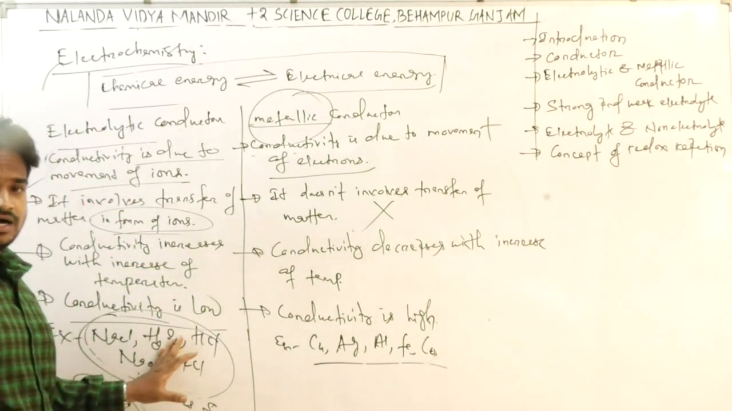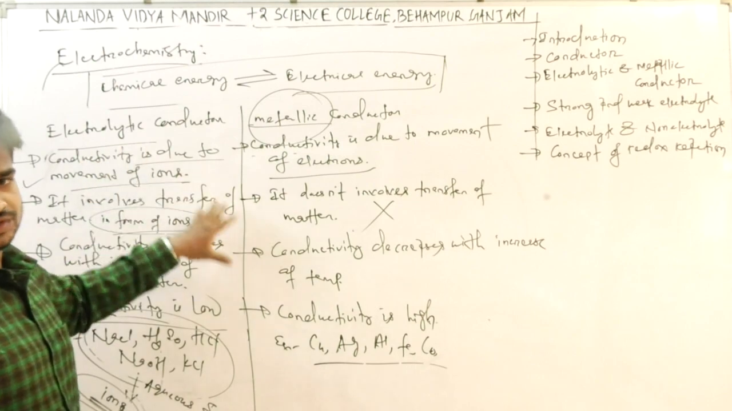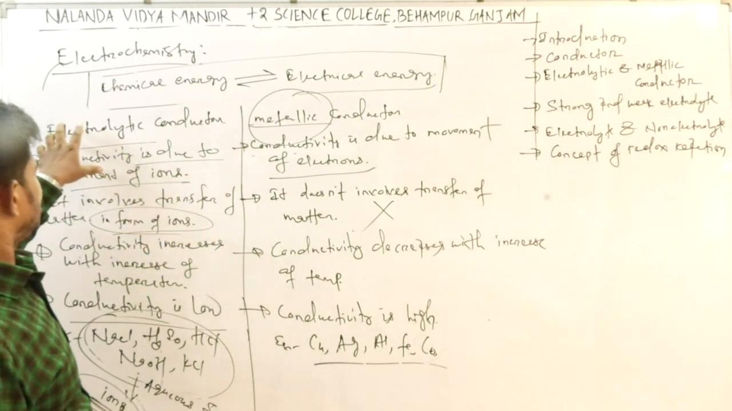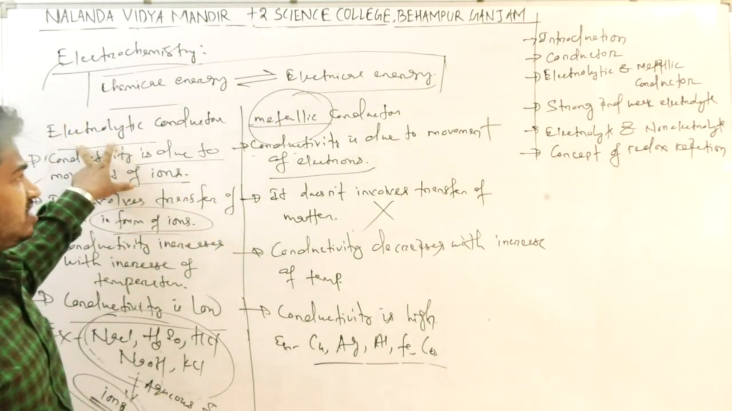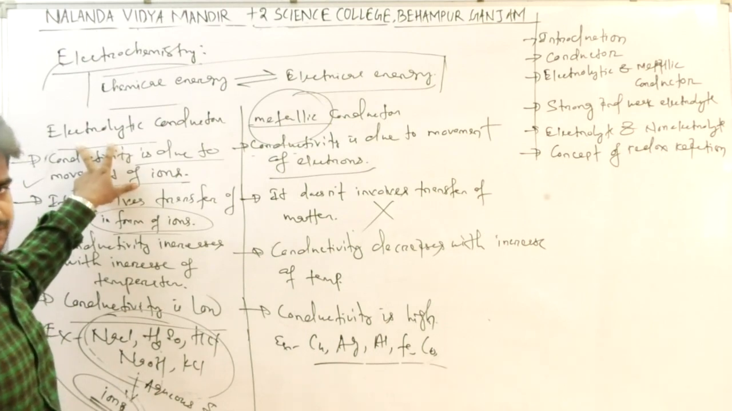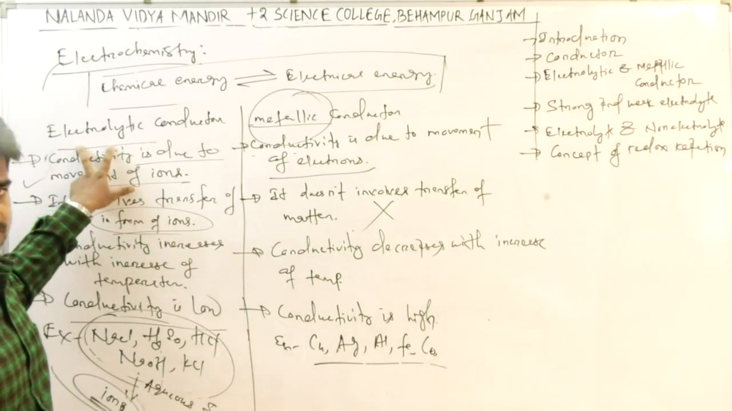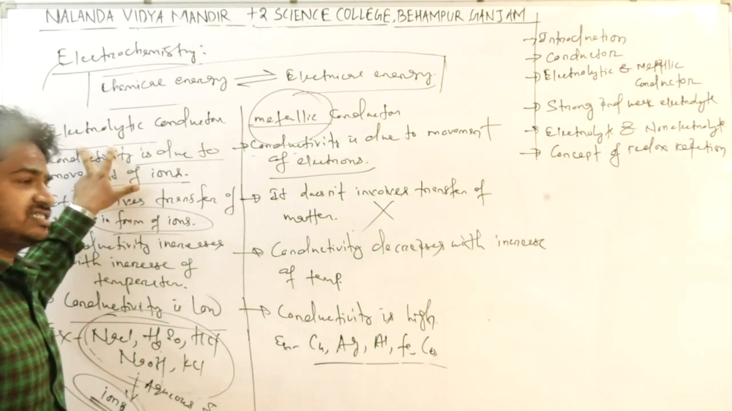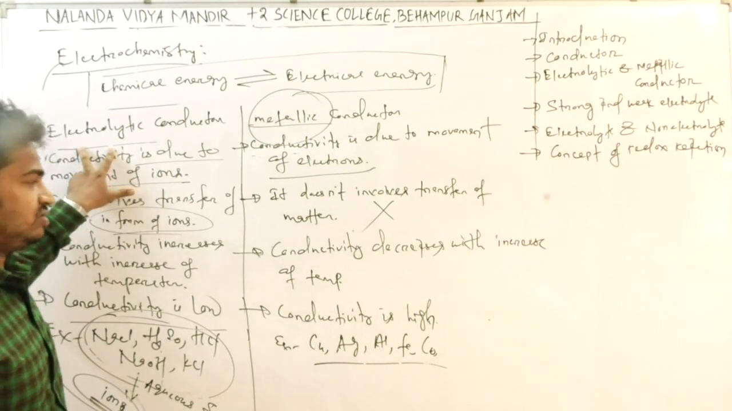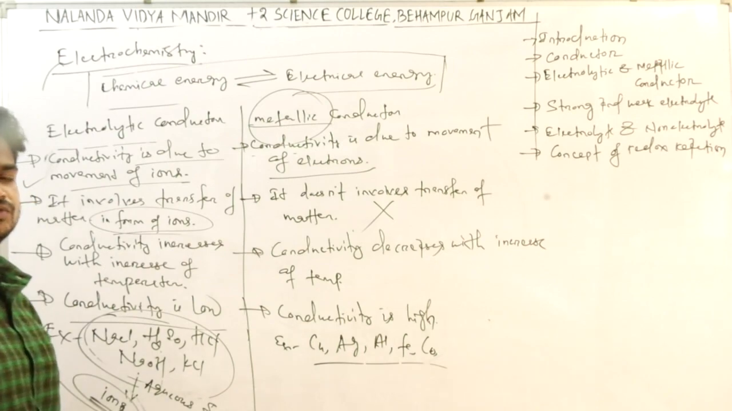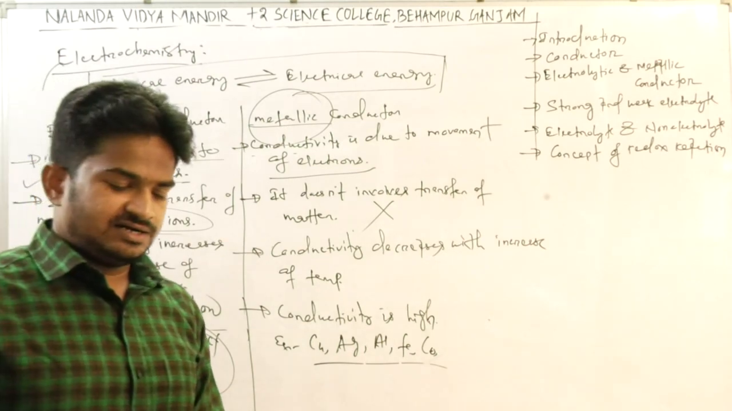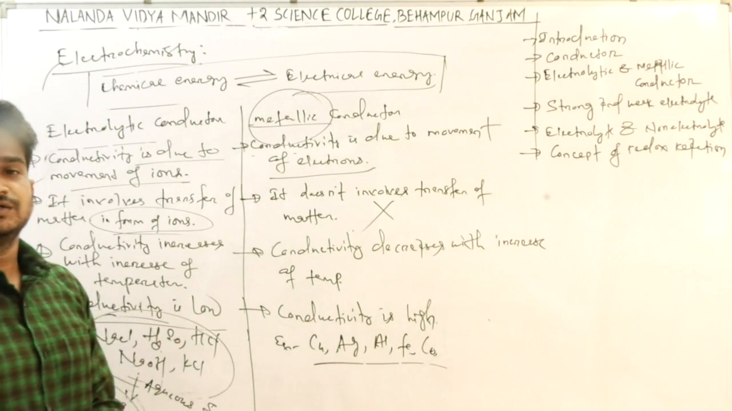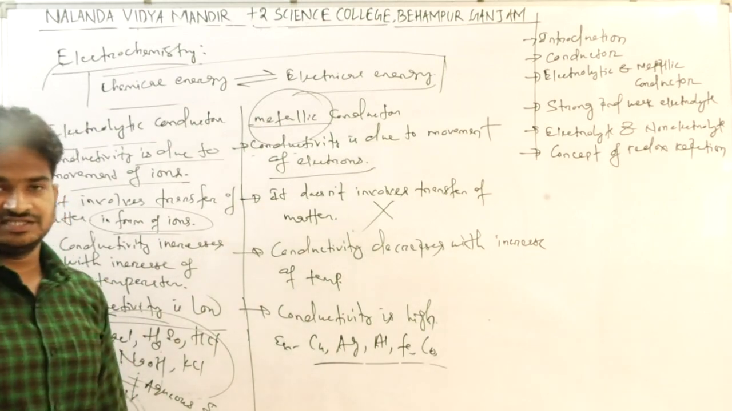So I hope all of you got this from this lecture, the electrolytic conductor and metallic conductor. This is the basic thing to give great knowledge about conductivity, that is, electrical energy. Okay, so now move on to weak electrolyte and strong electrolyte and the difference between them.